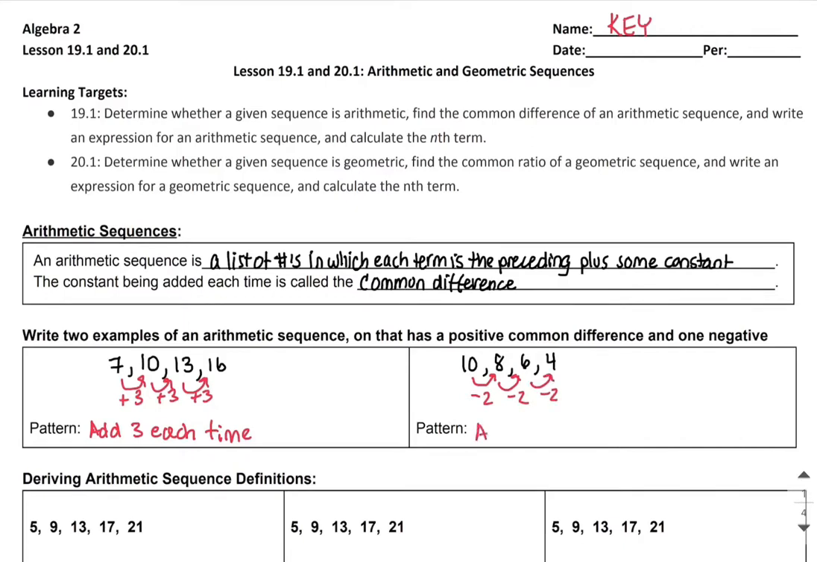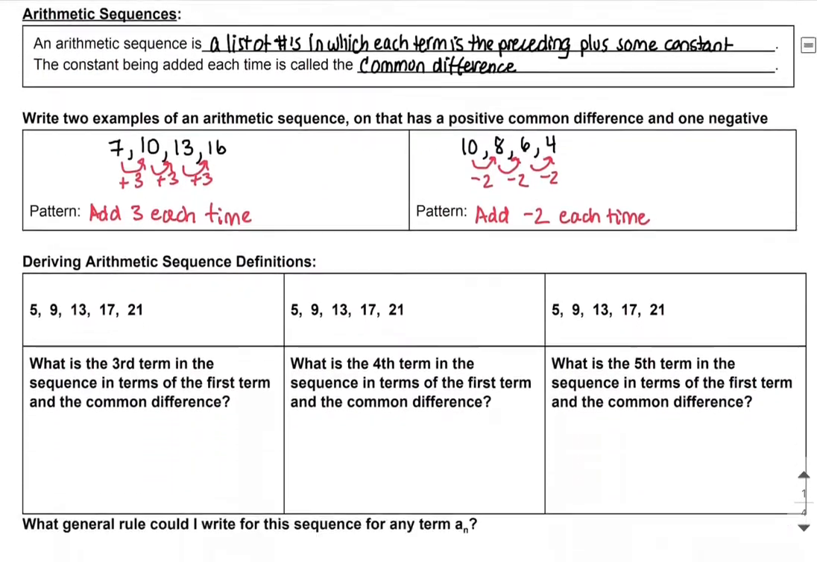So I'm adding negative 2 each time. You could also say subtract 2, but in terms of arithmetic sequences, you want to get in the habit of talking about it as what you're adding. So I'm adding negative 2 each time, and that would make negative 2 my common difference.